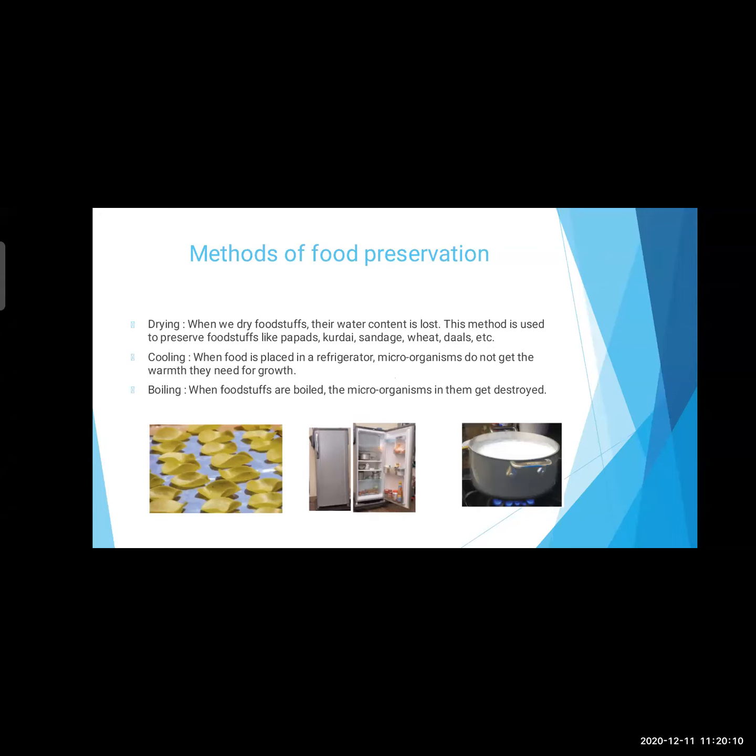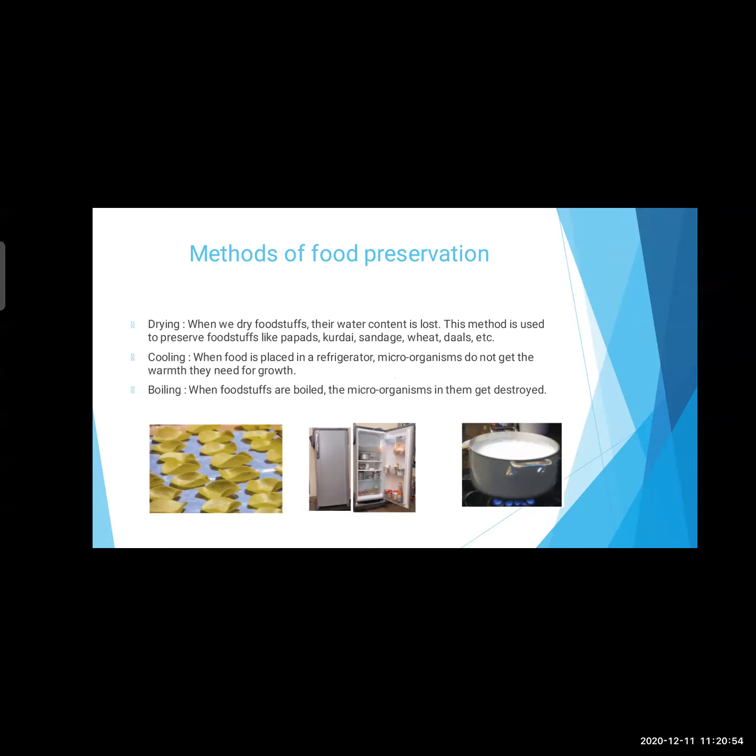Now we will see the methods of food preservation. I'm going to ask you a question. Drying. When we dry foodstuff, the water content is lost. उसमें जो पानी रहता है वो निकल जाता है. This method is used for foodstuffs like papads, wheat, dals, etc. अगर हम लोग ने गीला पापड़ रख दिया डब्बे में तो चलेगा क्या? No, it will get spoiled. But when we dry it और उसको सुखा के रखा तो we can use it for the whole year.